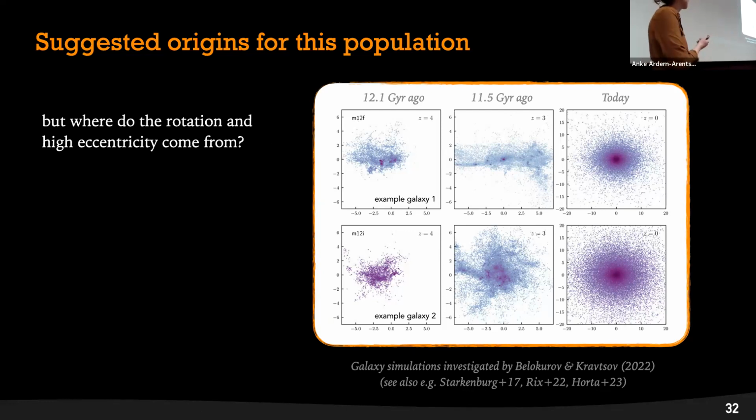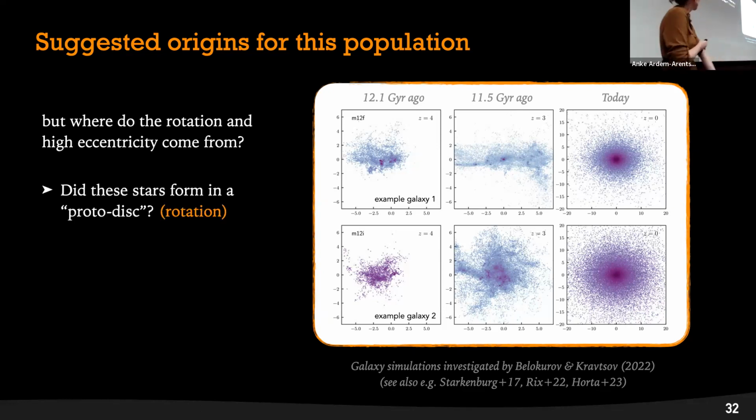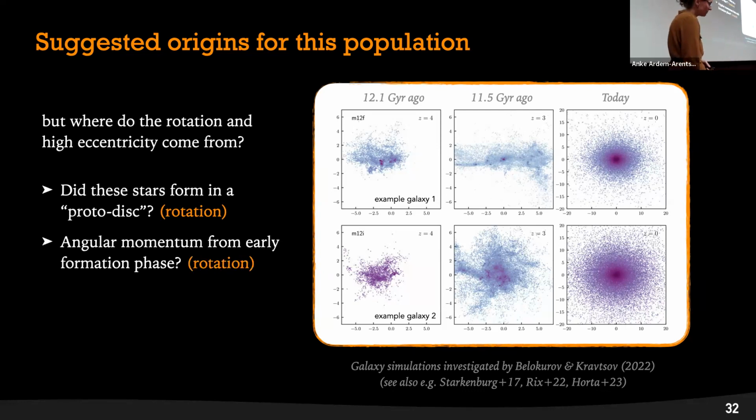One question that I still don't know the answer to, and I think will take some more years to figure out, is where this rotation comes from. We find that on average, this population is rotating a bit. And why is it so high in eccentricity? There are a few suggestions. The rotation might be because these formed in some sort of proto-disk, a very early version of the disk where you have stars that are rotating. But there's not a lot of evidence for that yet.